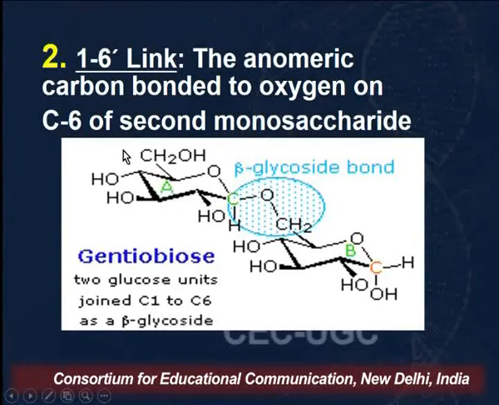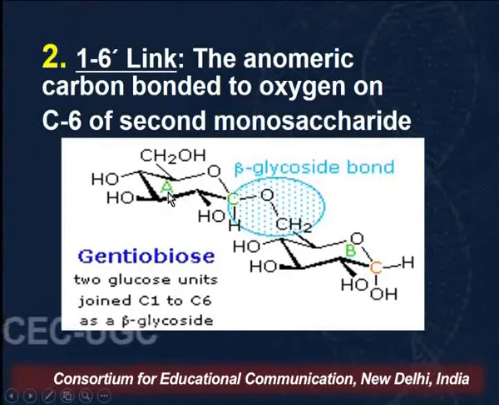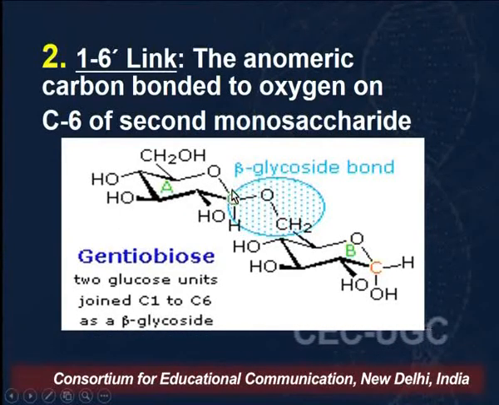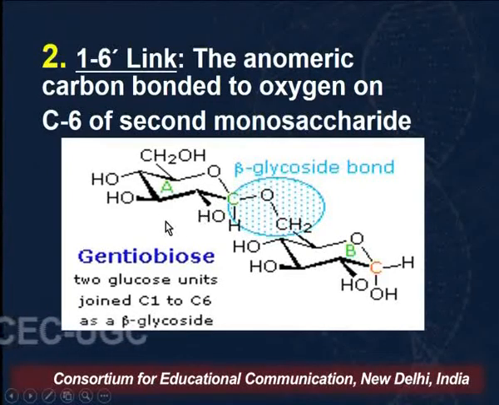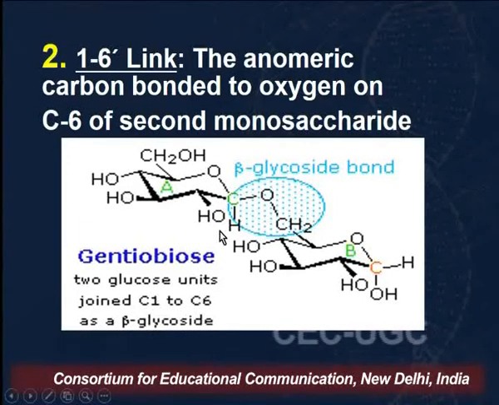So here what we have is a linkage between 1,6. When I talk of a linkage between 1,6, we find that the first carbon of the first unit, that is the anomeric carbon, is forming a bond with the sixth carbon of the second unit. Right. So you find 1, 2, 3, 4, 5, and this is the sixth carbon. So the bond is being formed here, and the example here is that of gentiobiose, and the two glucose units are joined by C1 to C6, and this is a beta linkage.